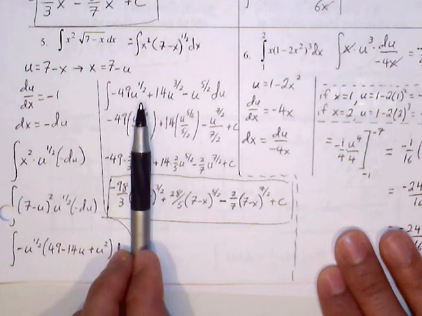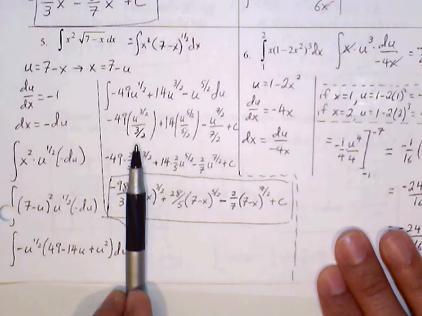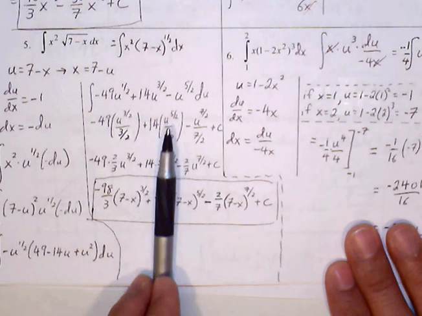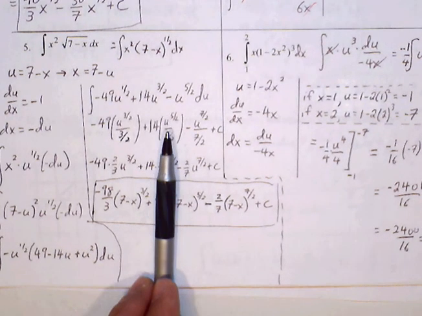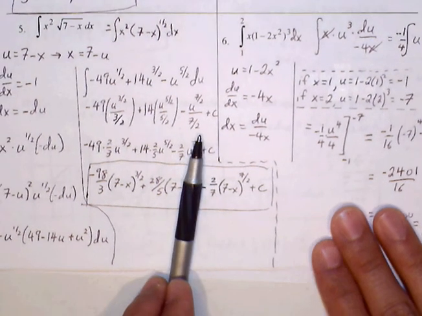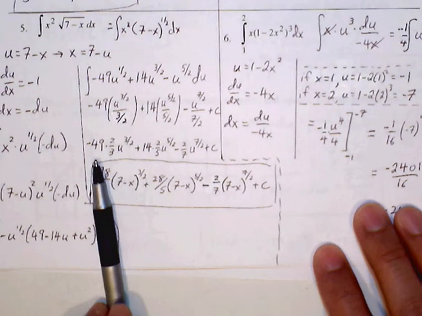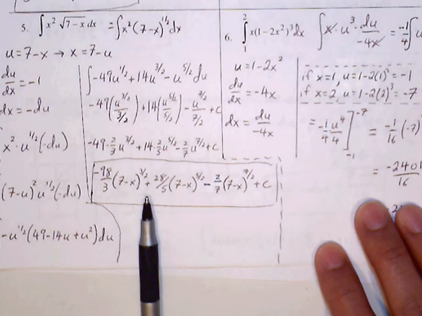Now we can go through the power rule for each term. So 1/2 becomes 3/2 divided by 3/2, 3/2 becomes 5/2 divided by 5/2, 5/2 becomes 7/2 divided by 7/2. And we simply flip all the denominators up, multiply through, and don't forget to replace your u back in terms of x, and then don't forget the plus c.